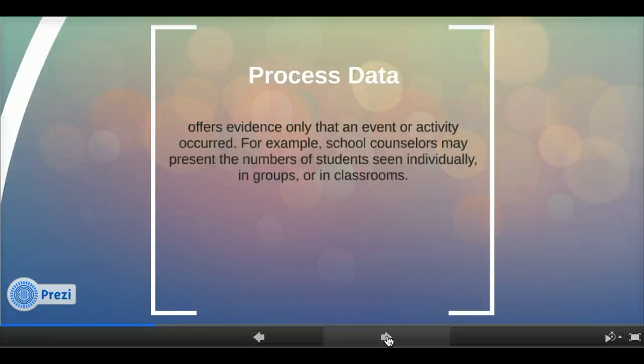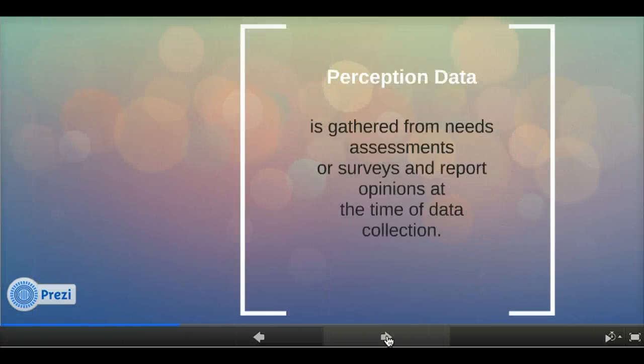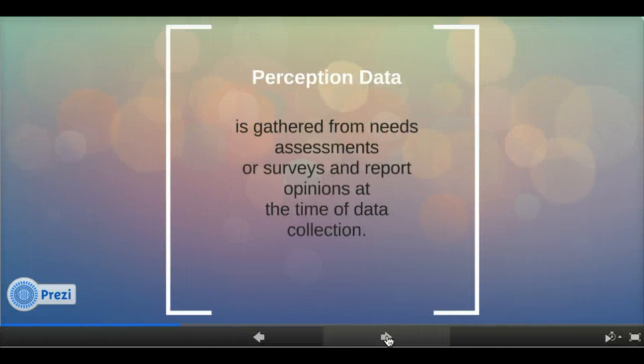Process data offers evidence only that an event or activity occurred. For example, school counselors may present the number of students seen individually, in groups, or in classrooms. Perception data is gathered from needs assessments or surveys and reports the opinions at the time of data collection.